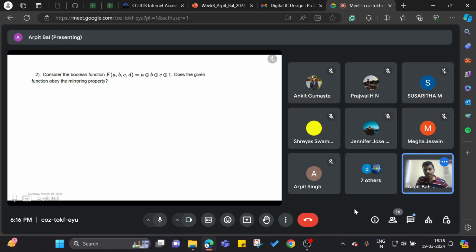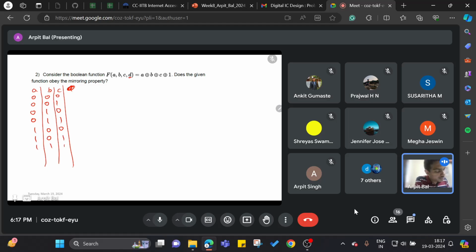So consider this Boolean function, and does the given function obey the mirroring property? Let's drop D, and we will again repeat the same exercise. So 0 0 0, 0 0 1, 0 1 0, 0 1 1, 1 0 0, 1 0 1, 1 1 0, 1 1 1. Start telling me the values of f. So what is f?